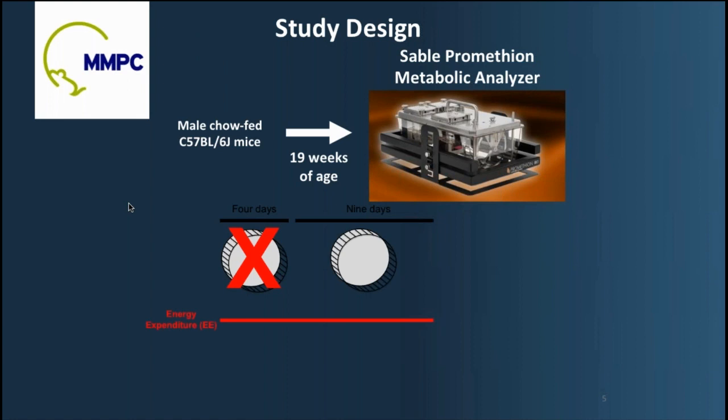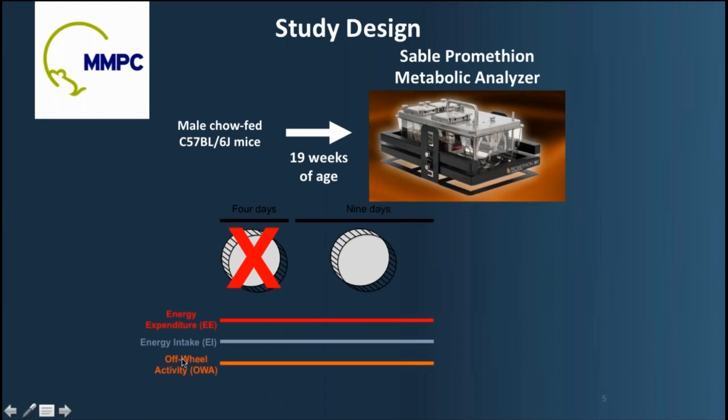And over the entire 2-week span that they were in the Sable Promethion system, we measured energy expenditure, energy intake based on the composition of the chow diet that they were consuming, off-wheel activity, and voluntary wheel running when the wheel is unlocked.